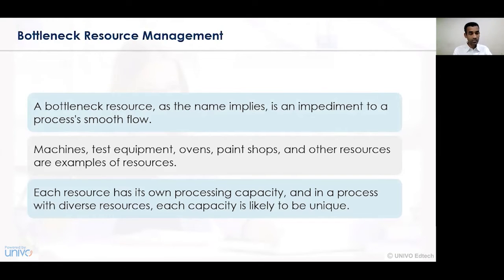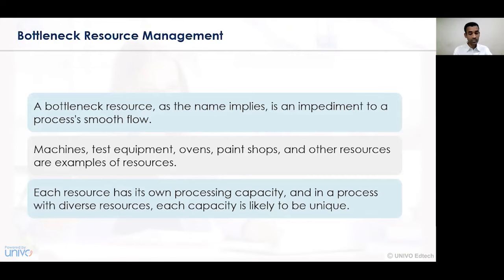These are the various resource management concerns wherein bottlenecks need to be observed in a very effective way, and the efficient and optimum utilization of those resources is essentially important. So in an organization, machines, test equipment, ovens, paint shops, and others are the resources in which a bottleneck may arise.